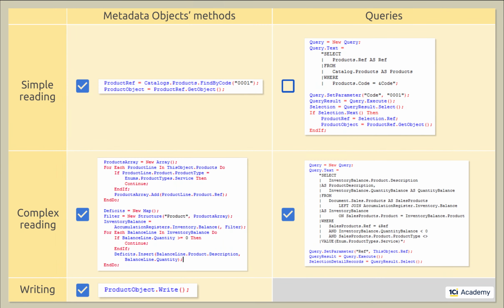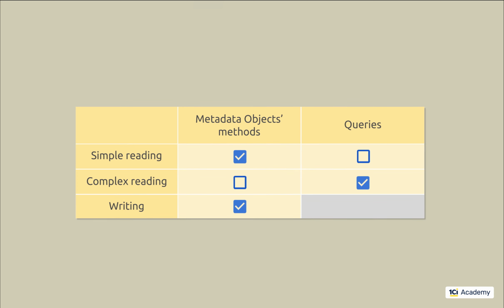And it wasn't even a really complicated case. Simple negative balance check. There are so many intricate and entangled problems out there in the real-world business applications. So, we definitely want to use queries for reading operations of any noticeable complexity. This is how we chose whether to use the metadata objects methods or queries.